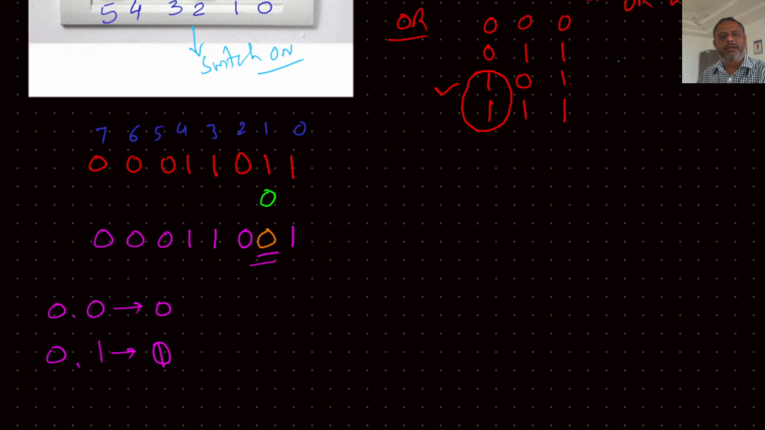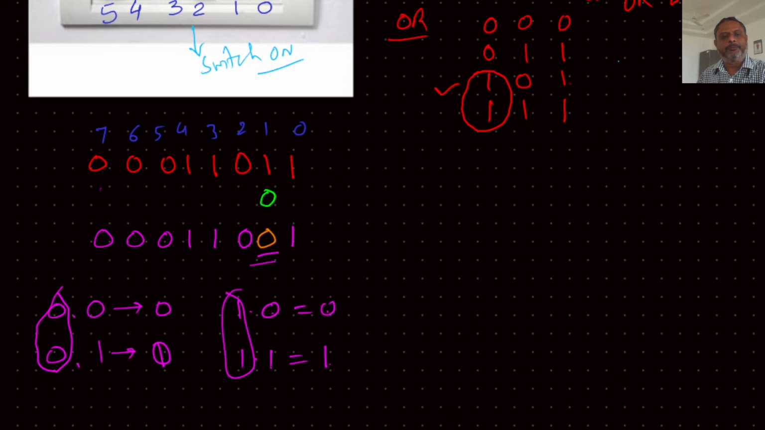If you don't want others to be disturbed, then 1 and 0 is 0, 1 and 1 is 1. So this 0 remains 0, and 1 remains 1 if you AND with 1, and it becomes compulsorily 0 if you AND with a 0. So whatever the input, if you want to definitely make it a 0, AND with a 0, and if you don't want to change it, then AND with a 1. So then what is it?